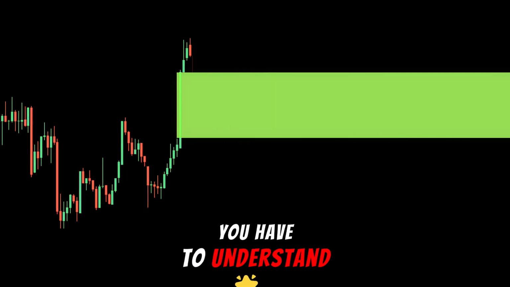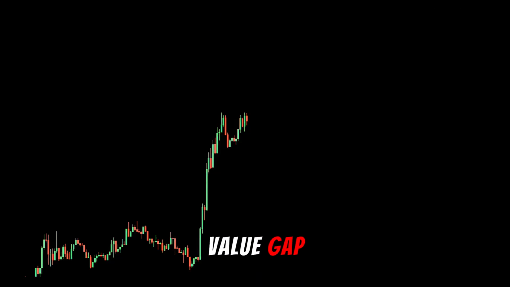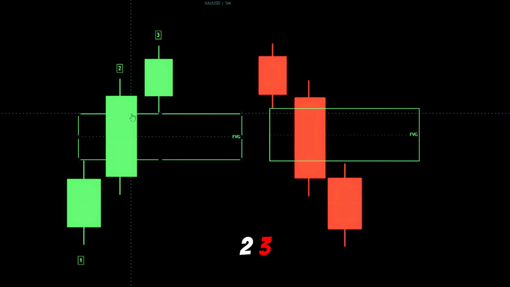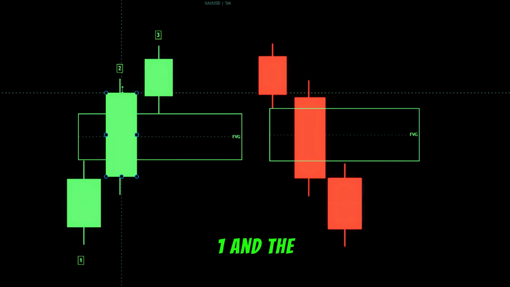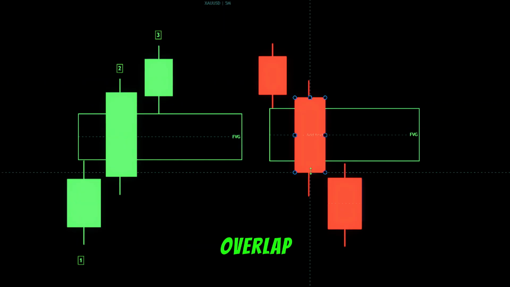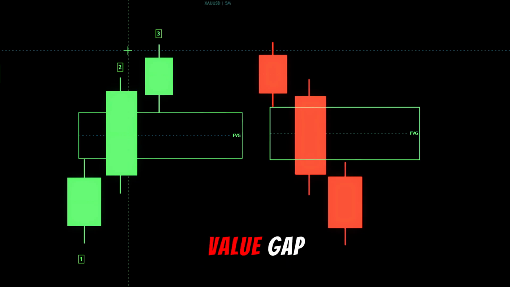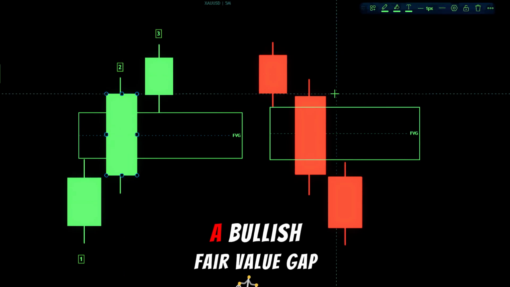So the first thing you have to understand is, what is a fair value gap? A fair value gap is a 3 candlestick pattern, 1, 2, 3, in which the wick of candle 1 and the wick of candle 3 do not overlap, leaving a gap. So this is an example of a bearish fair value gap, and this is an example of a bullish fair value gap.